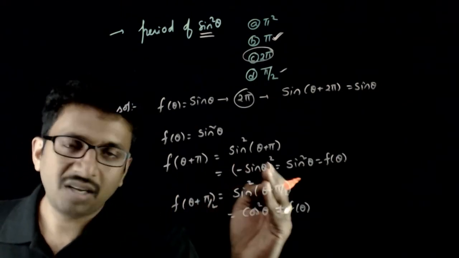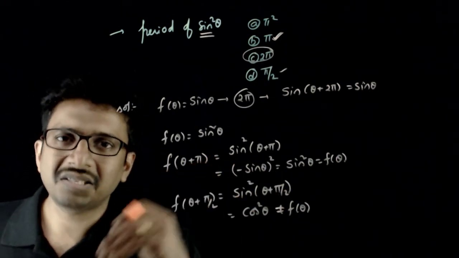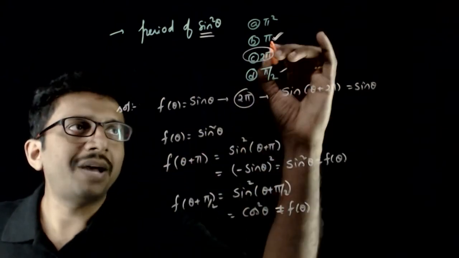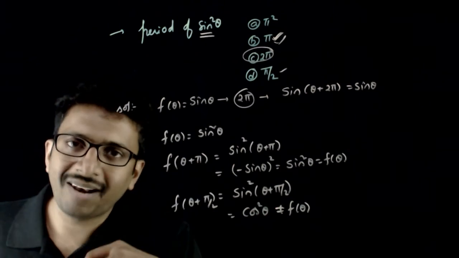f of theta plus pi is equal to again f of theta. So pi is the least value, or pi is the least period. So pi is the fundamental period. So pi is the answer. So this is one way of analyzing this question.